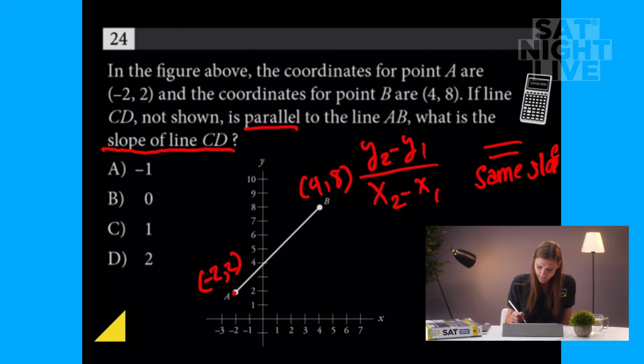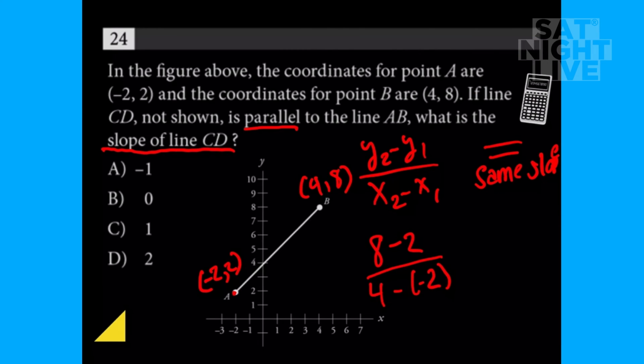So let's say we have 8 minus 2 for our y's, over 4 minus -2 for our x's. Well, that's just going to be 6 over 6, because a negative and a negative is going to be a positive. 4 minus -2 is 6. And 6 over 6, the numerator and denominator are the same, means it's just going to be 1. And that is our answer, choice C.